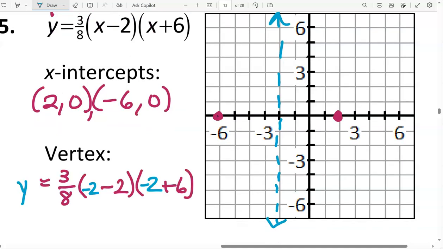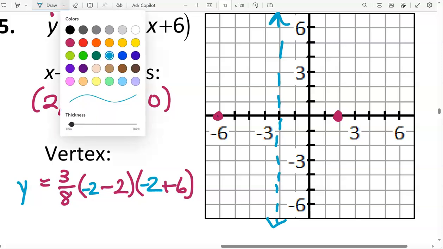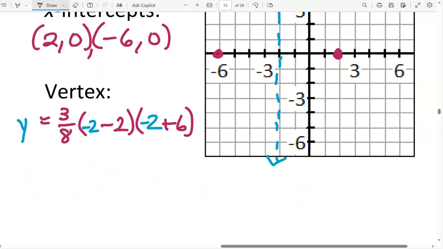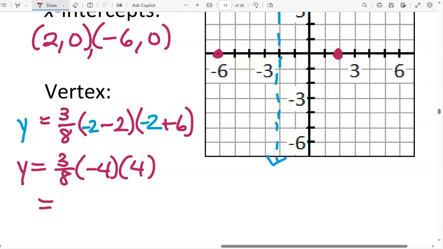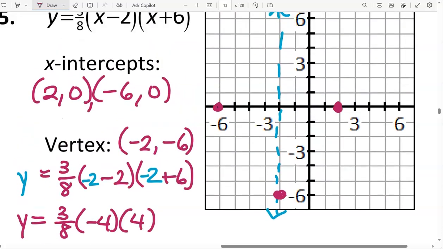Knowing that the x value of the vertex is -2, we can use the equation to find the y value, replacing all the x's with -2. y is equal to 3/8 times -4 times 4, which is 3/8 times -16, which would be -6. So our vertex is the point -2, -6. Let's plot that. That gives us 3 points. That's enough to get a fairly decent shape for this parabola.